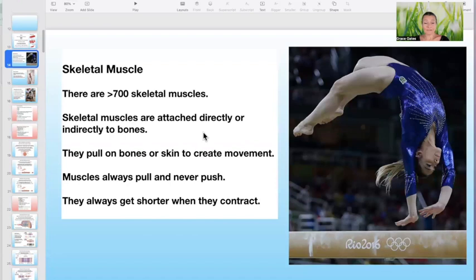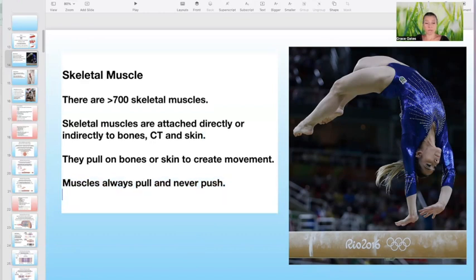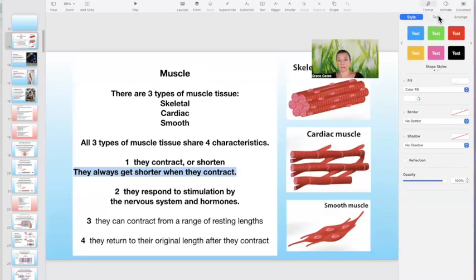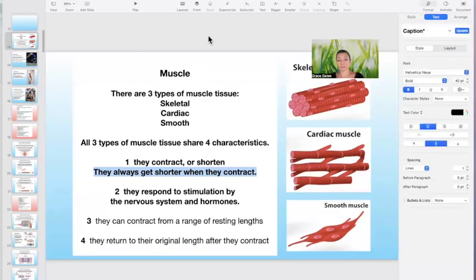Skeletal muscles are attached either directly or indirectly to bones. Sometimes they are attached to connective tissue or skin. They pull on the bones or the skin to create movement, and they always pull on bones or skin. They never push. That's not something that they can do. They always get shorter when they contract, which I already mentioned in the prior slide, but it's very helpful to memorize because it will help you to understand everything about the actions of the different muscles when we get to them.